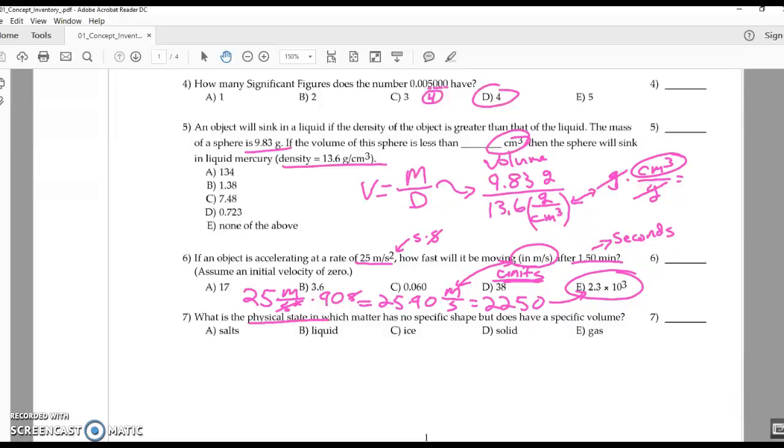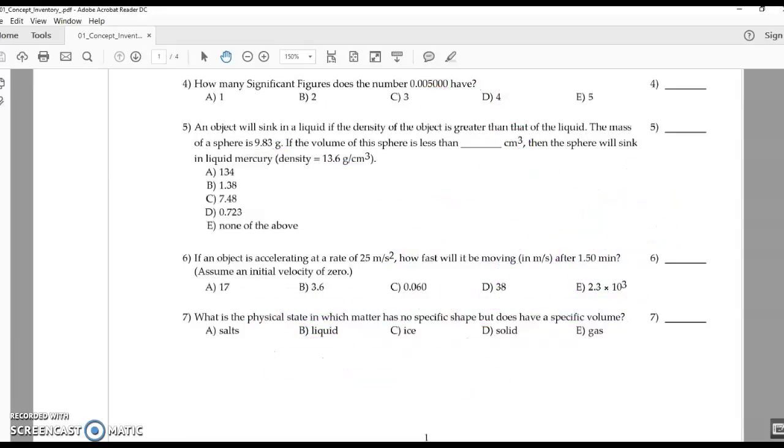Physical state of matter has no specific shape, but does have a specific volume. Well, if I have 10 milliliters here, and 10 milliliters here, it's the same, and that's a liquid. No specific shape, it can change based on the container, but the volume is the same. And that's pretty cool for liquids. Alright, moving on.